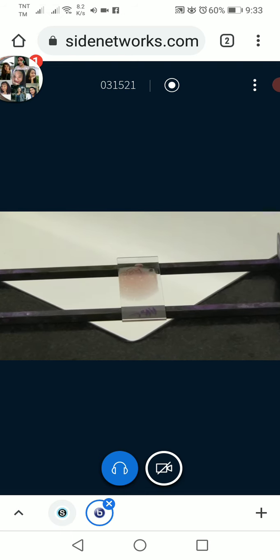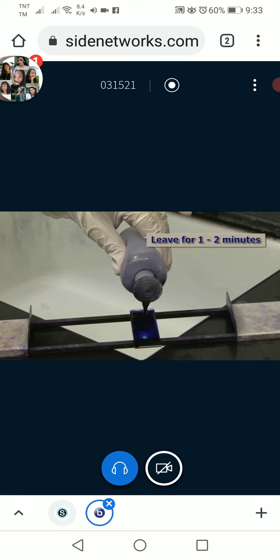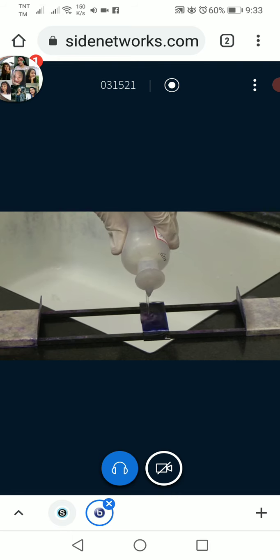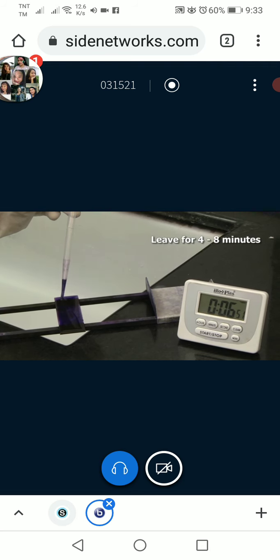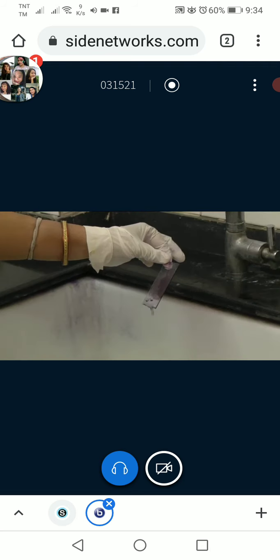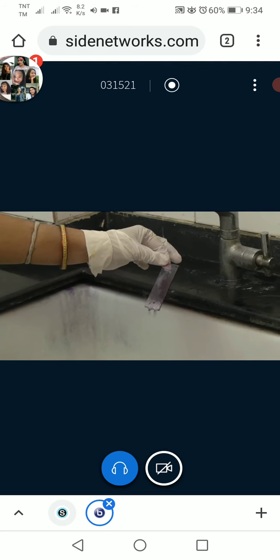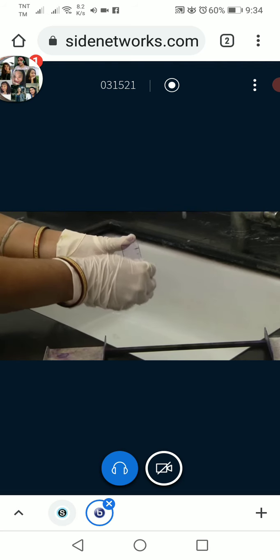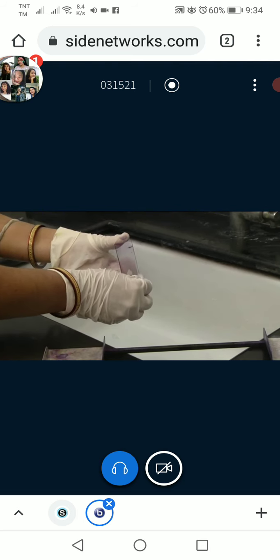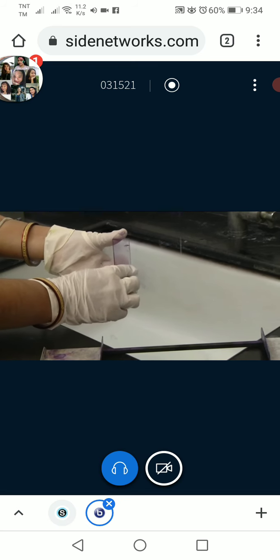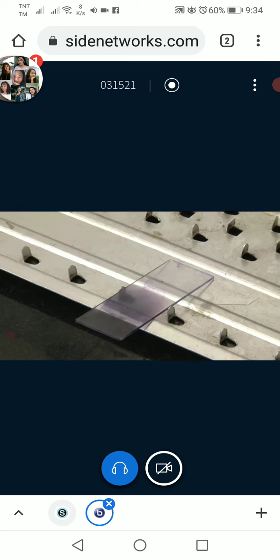Add 7 to 8 drops of the stain. Leave for about 1 to 2 minutes. Then add 12 to 15 drops of buffered distilled water using a disposable dropper. Mix thoroughly. Leave for 4 to 8 minutes. Then wash off with clean water. Wipe the back of the slide with clean cotton to prevent stain deposits which can hamper the reading of the slide. Dry the slide and examine.